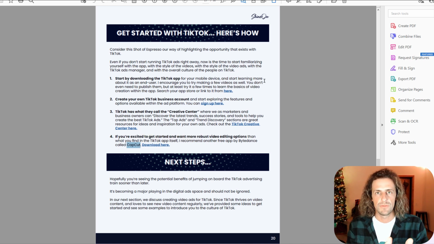Keep in mind, you don't have to record your ads in TikTok to create TikTok ads. You can still record them in whatever method you want. Just make sure it's in the vertical format, and then you can edit it with a free app like CapCut, which actually is from the same creators of TikTok. It works really well. It's easy to edit videos that way.